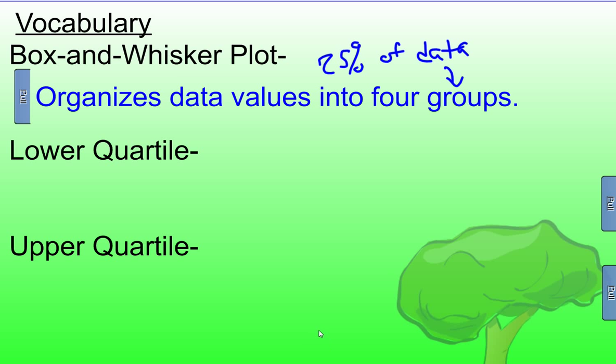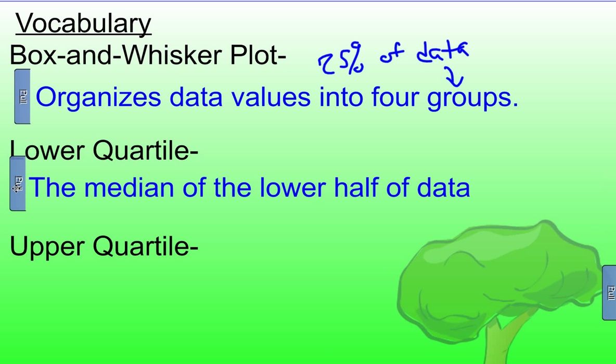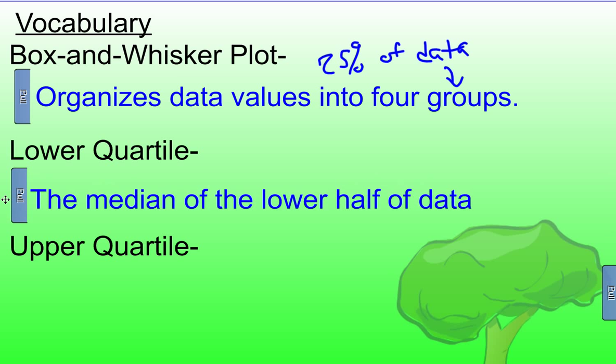Now we've got a couple other vocab words. First of them is a lower quartile. The lower quartile is the median of the lower half of the data. So for demonstration purposes, let's play pretend here. Let me erase this.